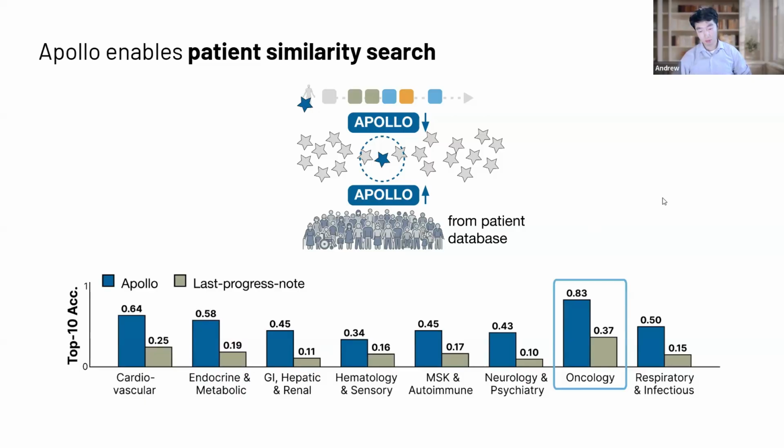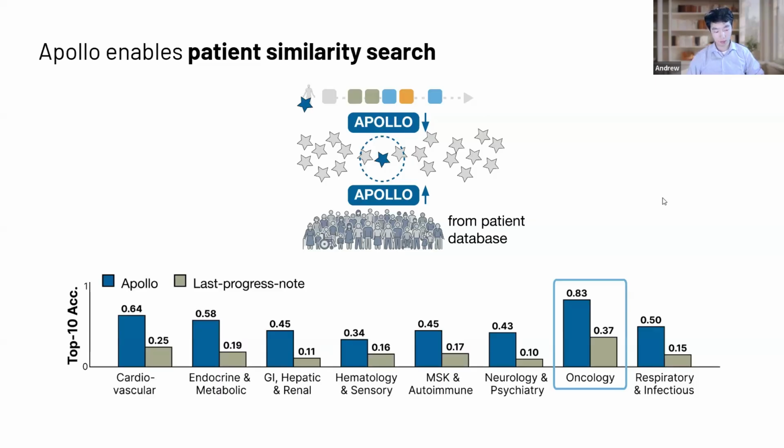Okay, so the next thing I'd like to talk about is the applications of Apollo to search. Once you have this patient level embedding, you can use it for semantic similarity search, which previously was not possible. Previously, to identify some cohort of patients, you had to manually match using some pre-selected criteria. Here, you can see that across some different cohorts, which were identified with SQL queries, Apollo generally performs better than using the last progress note.